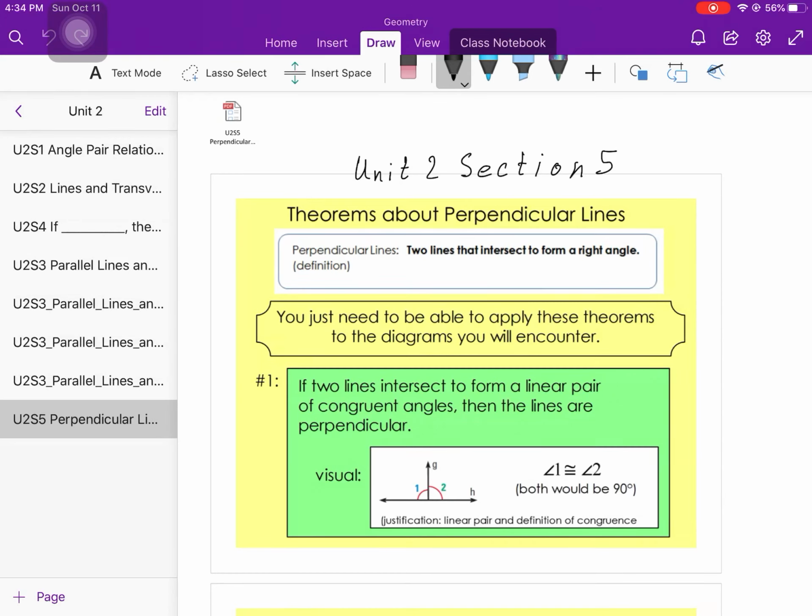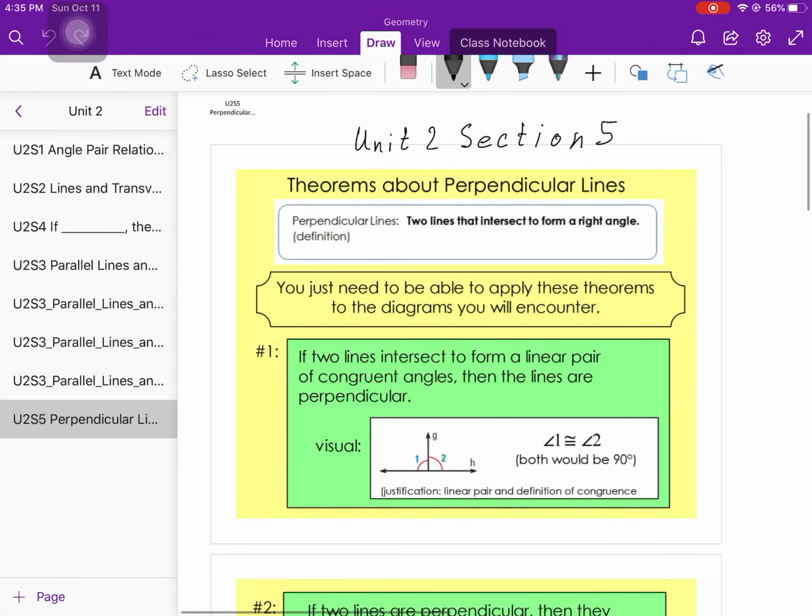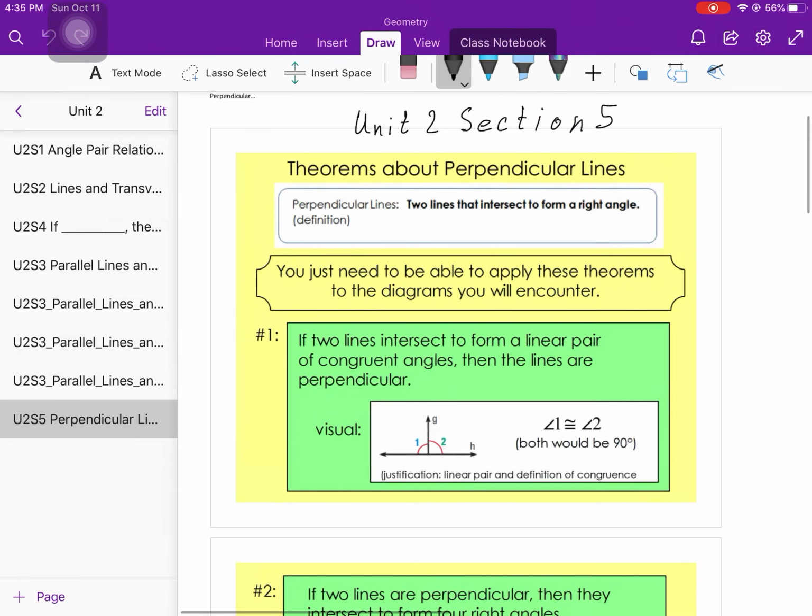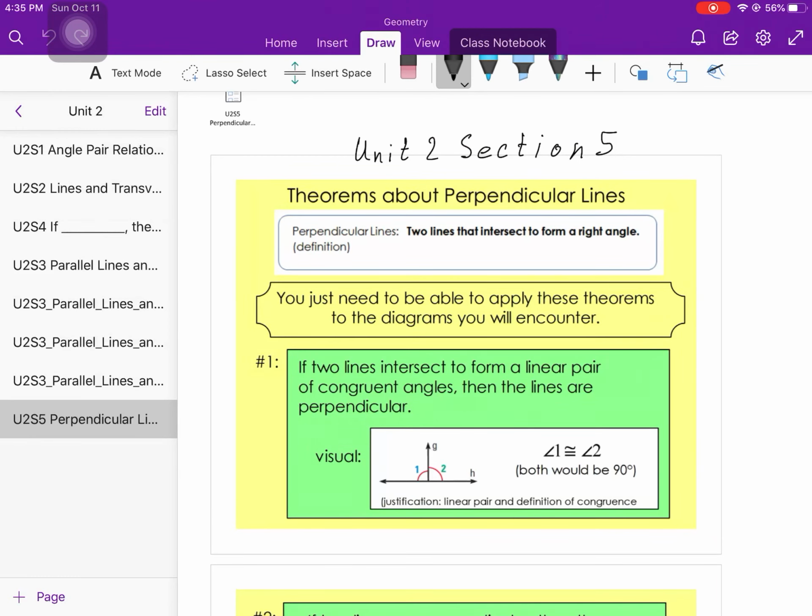Hey guys, welcome to the last section of Unit 2. Today we are talking about Section 5, which is on theorems about perpendicular lines. And remember that perpendicular is when two lines intersect to form a right angle. So we have 5 different theorems we're going to talk about.